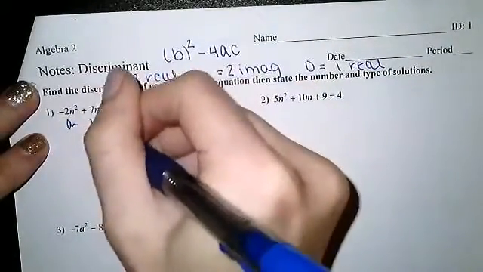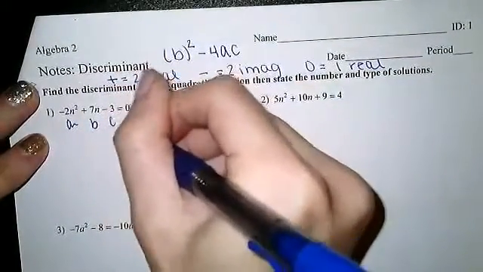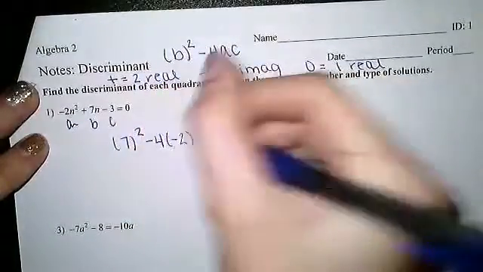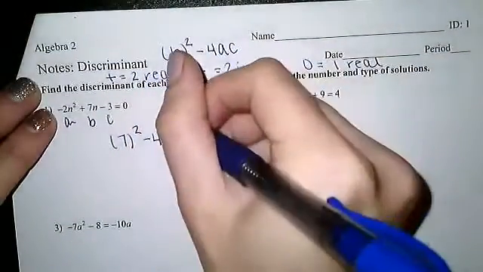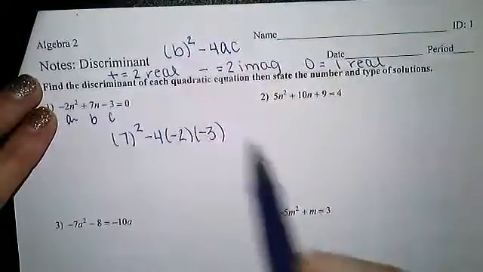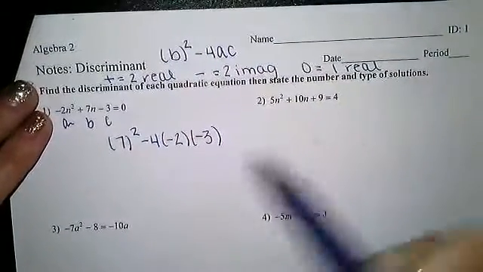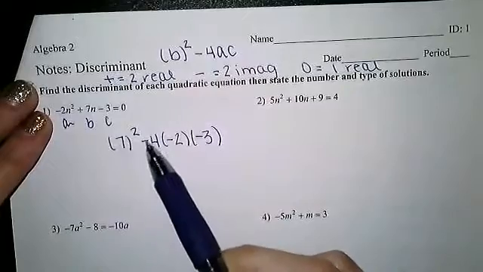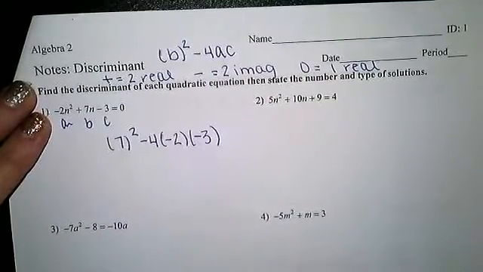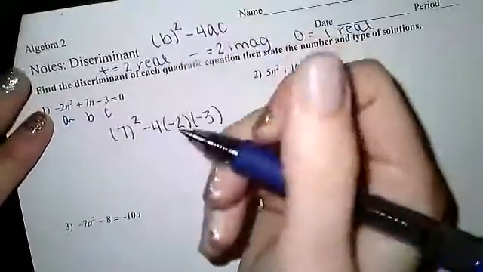So we're going to take our b squared, and then we're going to subtract our 4 times our a, which is our -2, times our c, which is our -3. And we can put this whole thing into our calculator. Just make sure you use parentheses, a subtraction sign here. And anything that's in parentheses, we want to use the negative button.